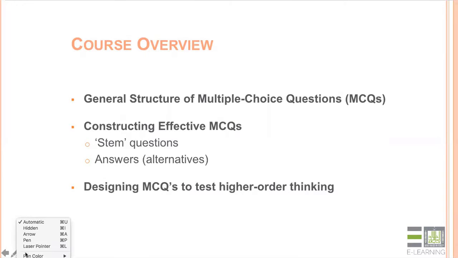We will explore all three main areas. The first, we'll look at the general structure of multiple choice questions. This is something that you may or may not be familiar with, but I think it's important that we start with looking at the general structure and then build on this. Next, we'll look at constructing effective multiple choice questions. I have broken this element into two parts.